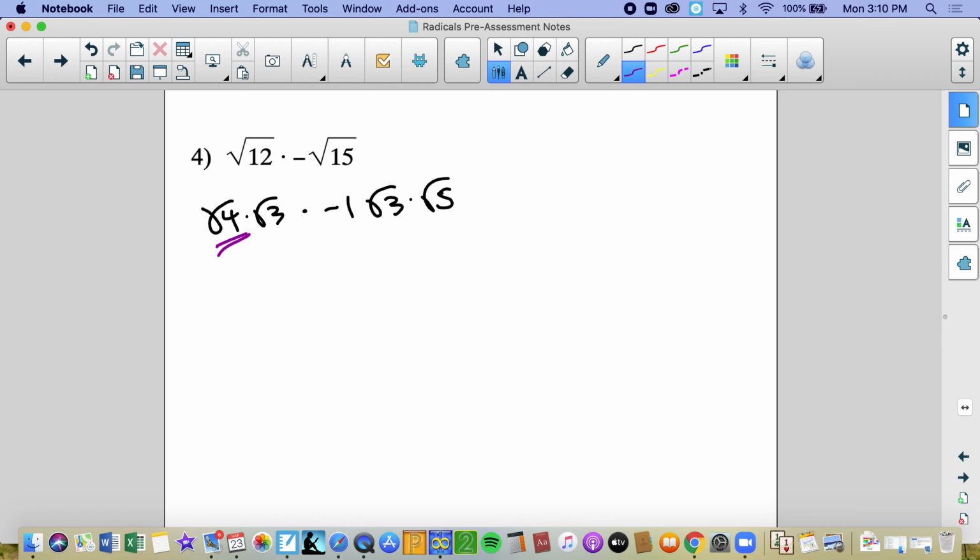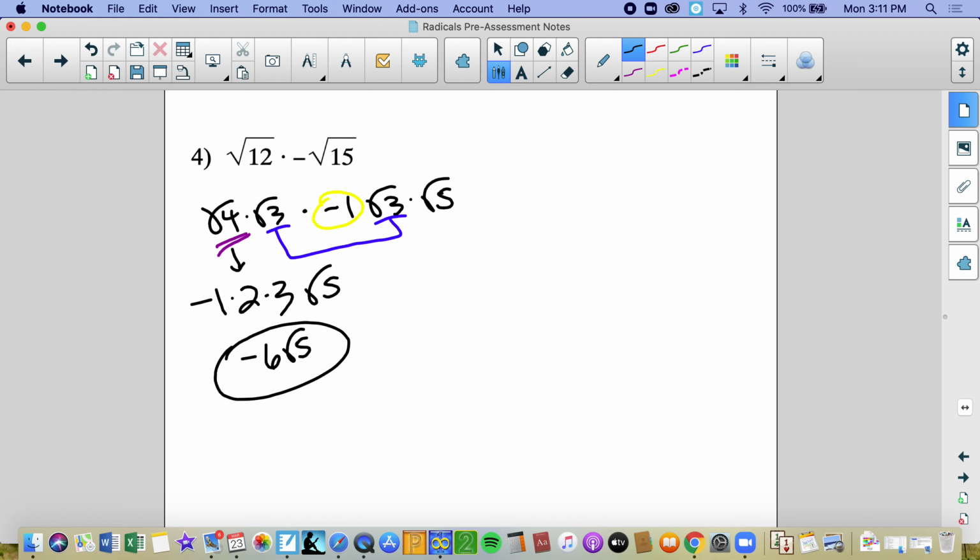We're going to have the square root of 4, which equals 2. We have my negative 1. So technically it's negative 1 times 2. I got that from the square root of 4. And then we have rad 3 times rad 3, so that will pop a 3 out of there. And then rad 5 is left in the house. So negative 1 times 2 times 3 is negative 6 rad 5. Lots of different ways to do this problem, but I think that's the most efficient.